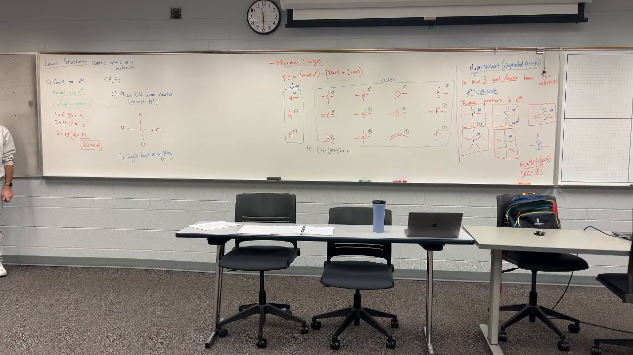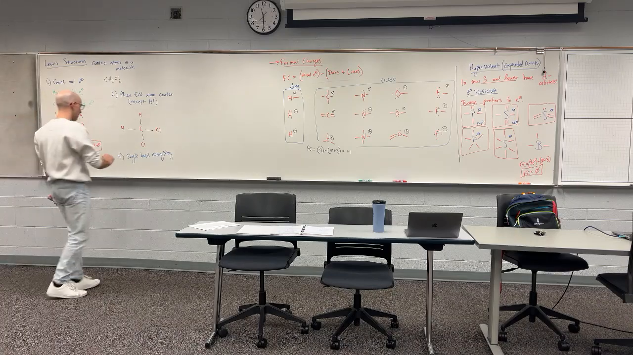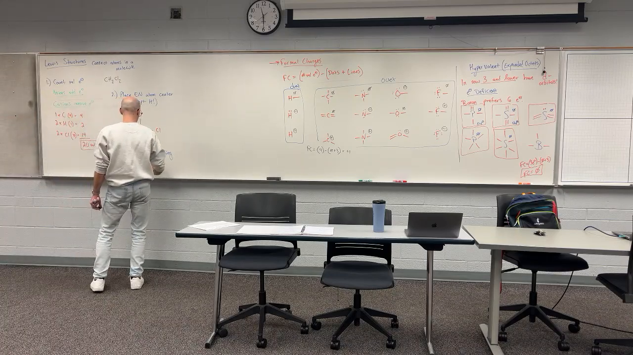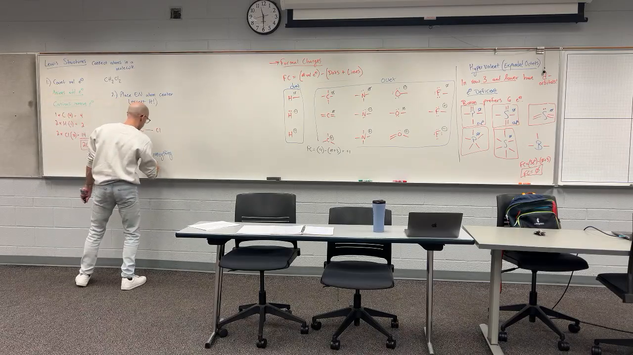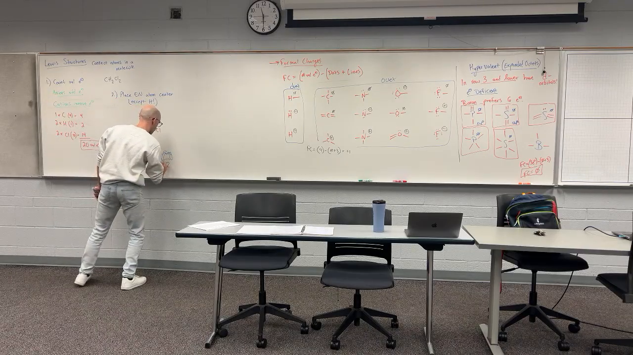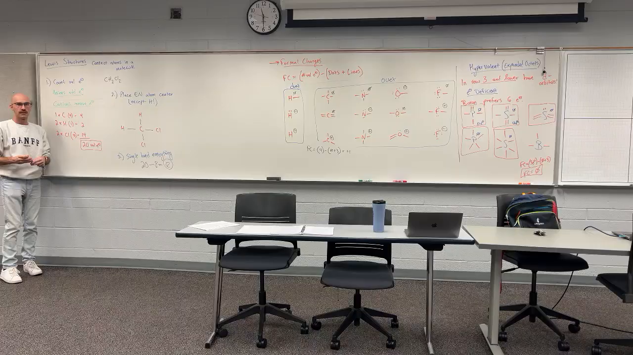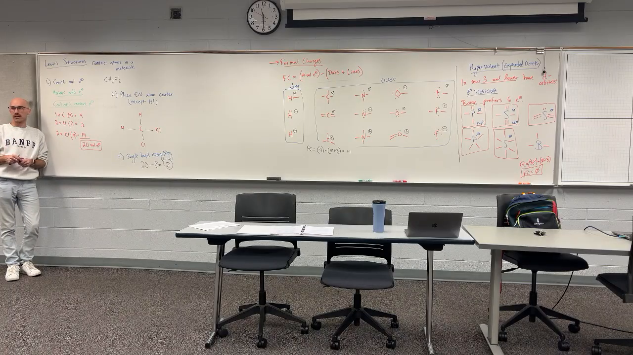And now what I'm going to do is figure out how many valence electrons I've used. I had 20. I've used 2, 4, 6, 8. How many do I have remaining? 12. I still need 12 valence electrons in this Lewis structure.